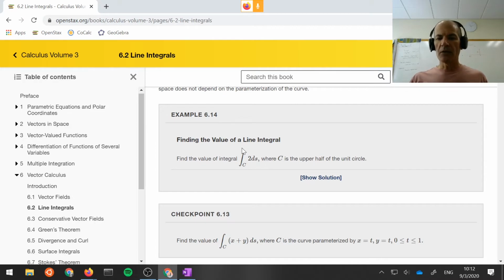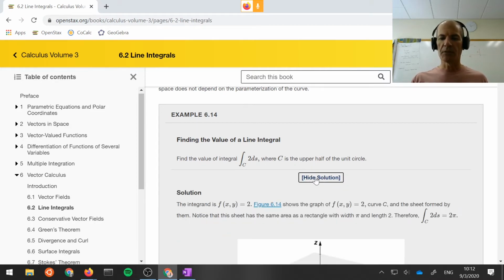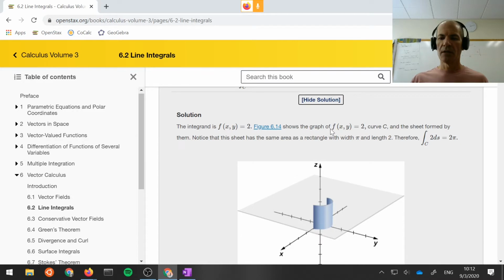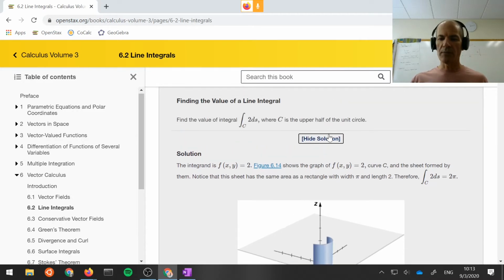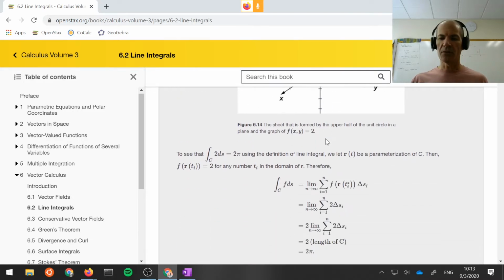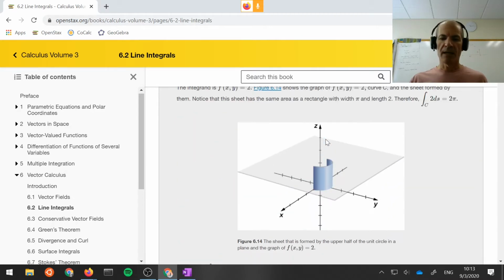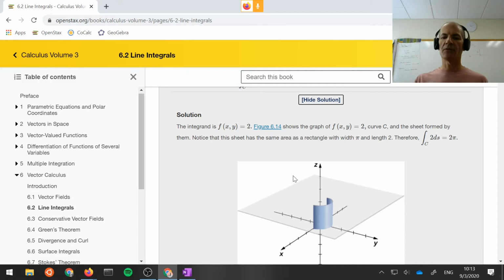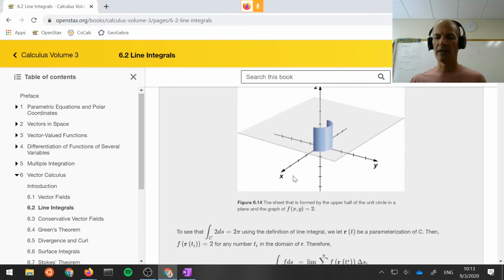So to find the value of a line integral, let's look at this really simple example. We have just a constant function of 2 variables, and we're interested in integrating this along C, the upper half of the unit circle. So what you have to do is parameterize the upper half of the unit circle. This example isn't doing that, but you would parameterize the upper half of the unit circle, substitute it into the integral, and evaluate it.